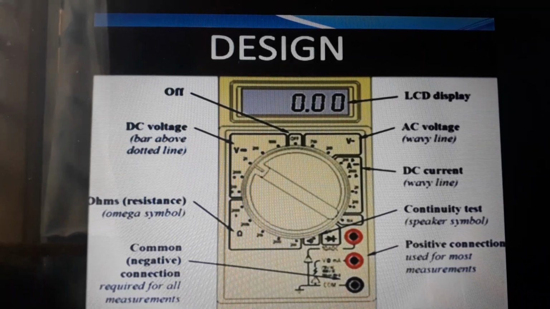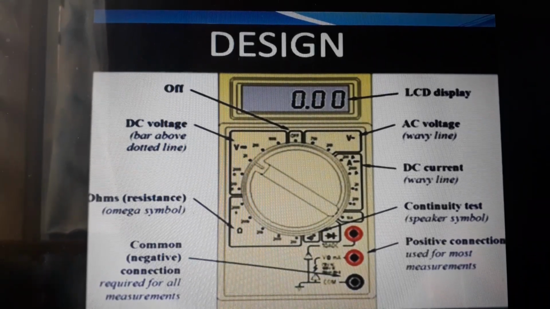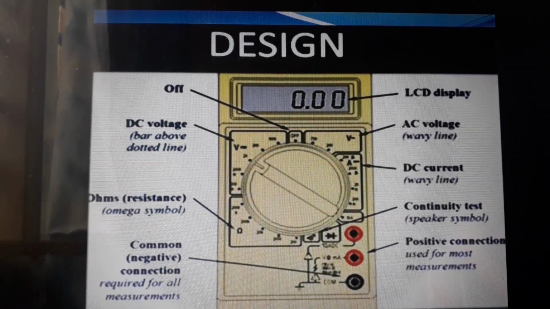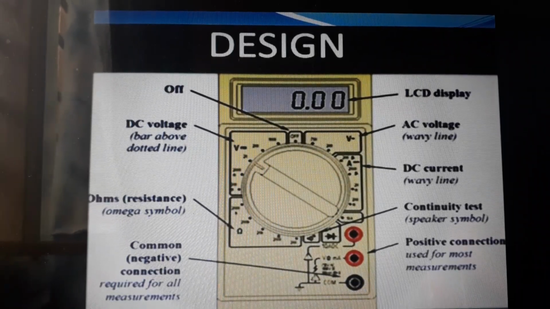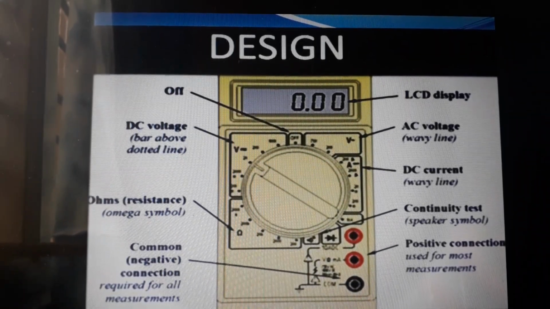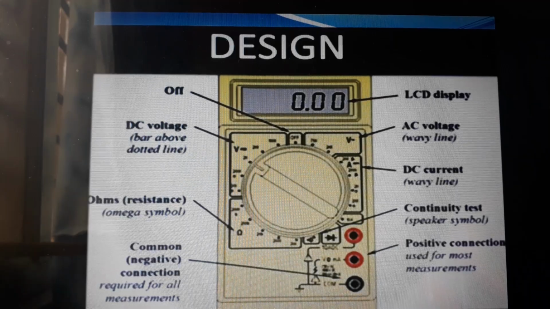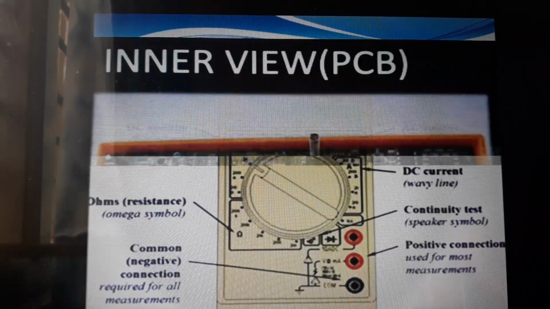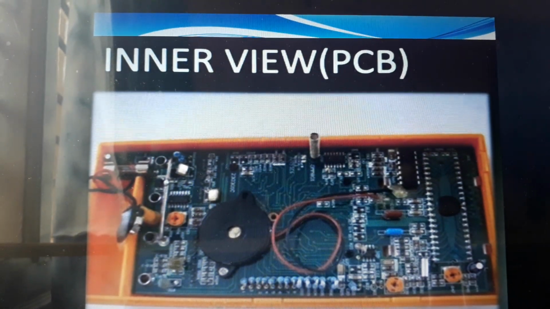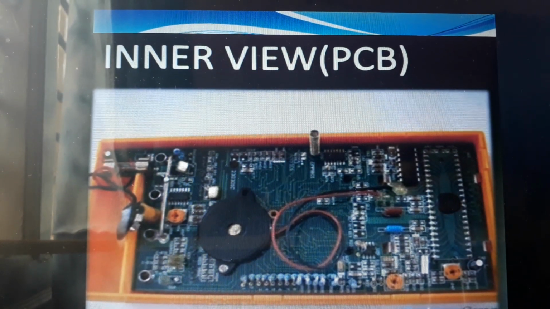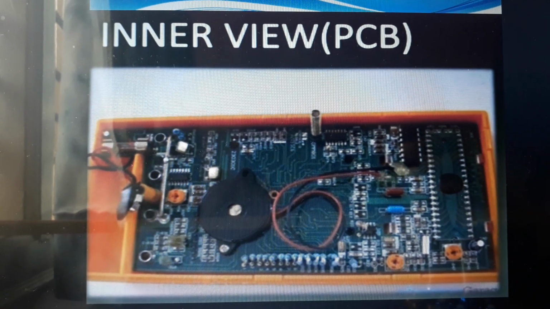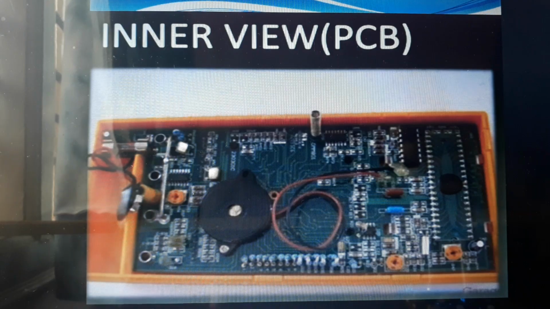Then above that one is DC current, where the current we have to measure appears. Above that one is AC voltage, and above that there will be an LCD display, a liquid crystal display, in this digital multimeter. See, in this slide we are seeing the inbuilt of the multimeter, how the inbuilt of the multimeter appears to be.